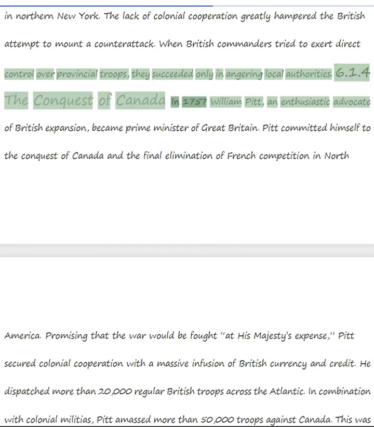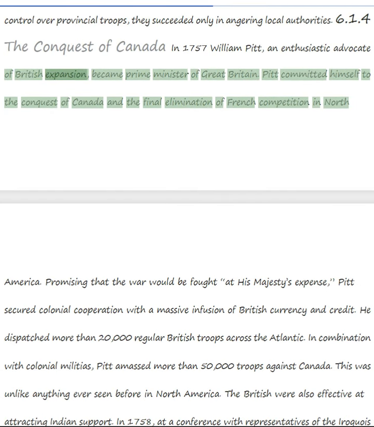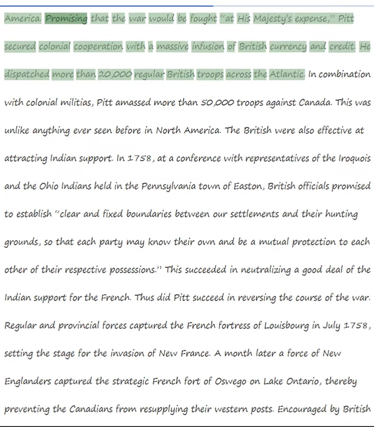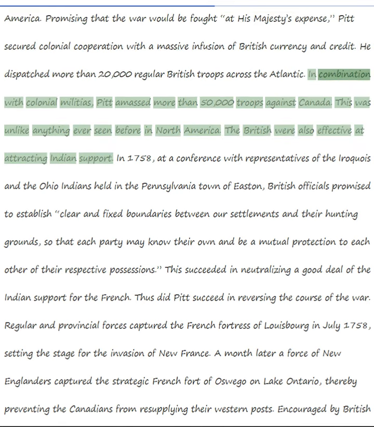6.1.4 The conquest of Canada. In 1757, William Pitt, an enthusiastic advocate of British expansion, became Prime Minister of Great Britain. Pitt committed himself to the conquest of Canada and the final elimination of French competition in North America. Promising that the war would be fought at His Majesty's expense, Pitt secured colonial cooperation with a massive infusion of British currency and credit. He dispatched more than 20,000 regular British troops across the Atlantic. In combination with colonial militias, Pitt amassed more than 50,000 troops against Canada. This was unlike anything ever seen before in North America.